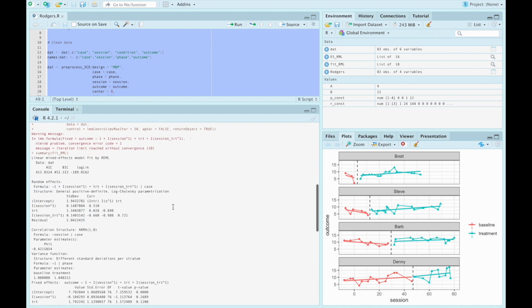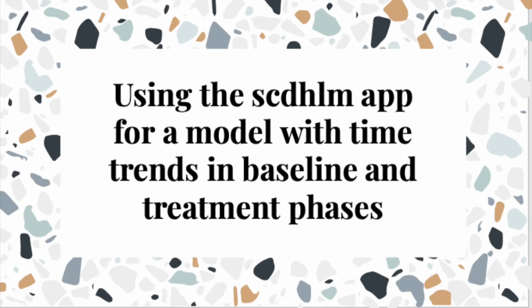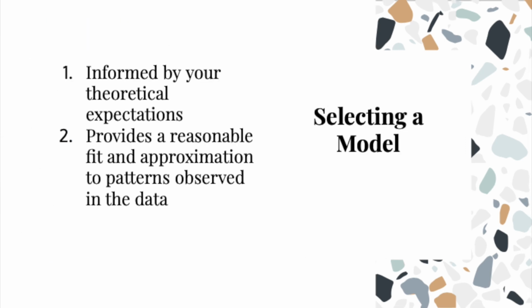In this video, I've demonstrated how to use the SCDHLM app to estimate a design comparable effect size for a multiple baseline across participants based on a model that includes time trends in the baseline and treatment phases. Of course, this is only one model specification. In using the app with your own data, it is important to select a model that is informed by your theoretical expectations and provides a reasonable fit and approximation to the patterns you observe in your data. Doing so might mean you make some different modeling choices than what I've demonstrated here.